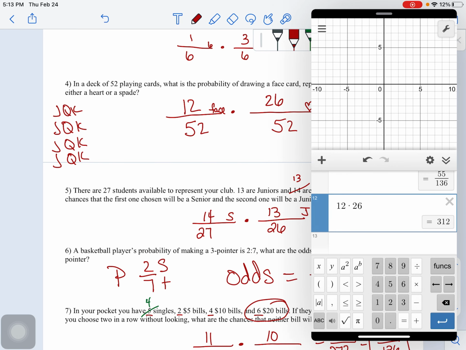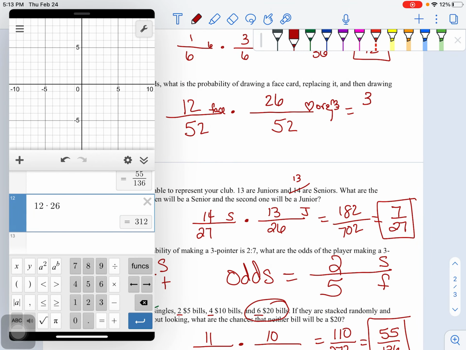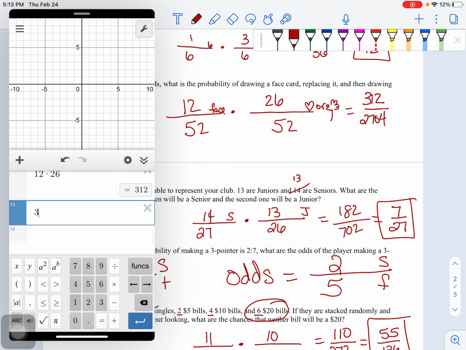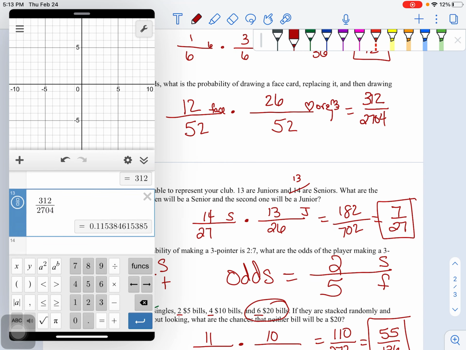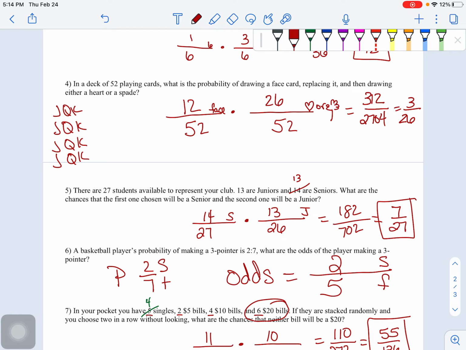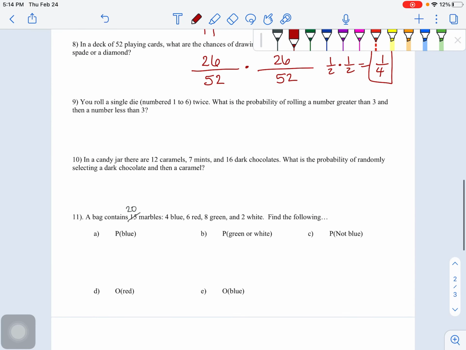So now let's do that differently. 12 times 26 is 312. 52 times 52, I think I had it up here, is 2704. So 312 divided by 2704 is 3 over 26. Very sorry about that. I was not thinking straight.